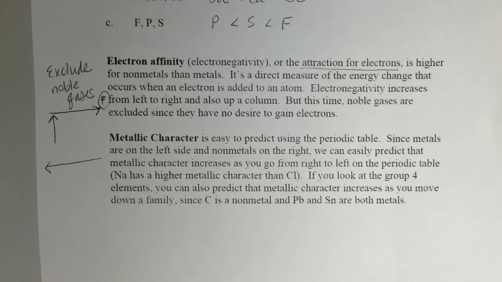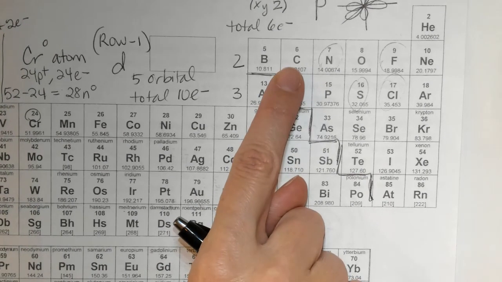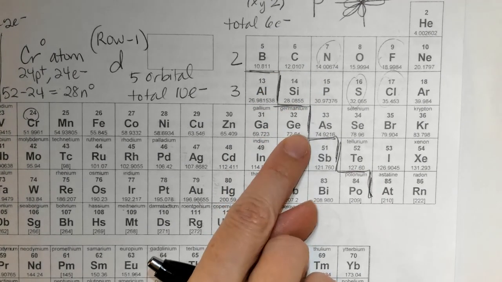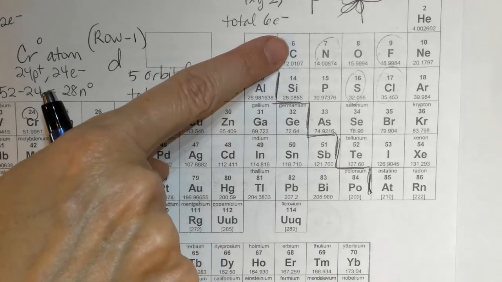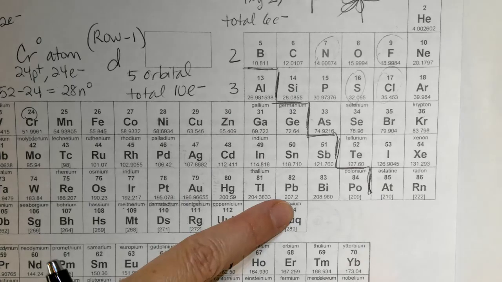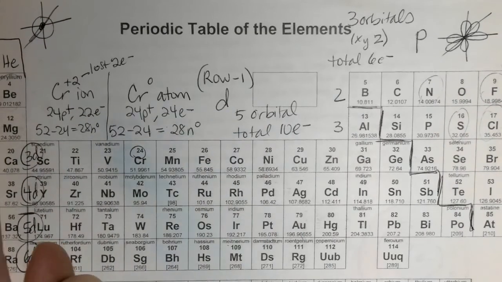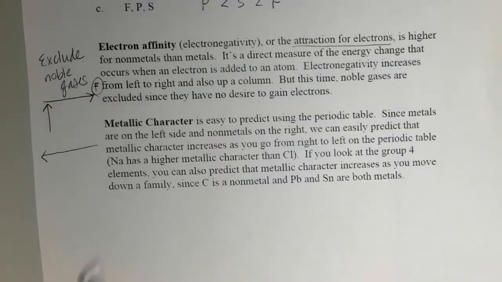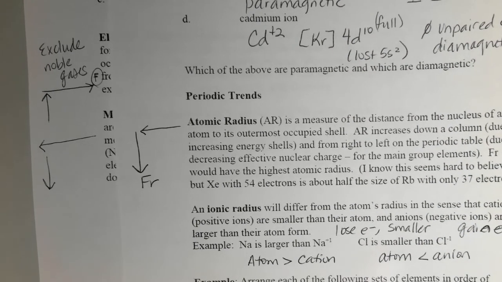Now the up and down trend, this is actually easy to visualize, let's say in group 4, right? Carbon, nonmetal, silicon, germanium, metalloid, tin and lead, metal. So metallic character must increase as you go down. So this trend, what we know is metallic character increases as we go to the left and down. So to the left and down for metallic character. And if we go back to where we were when we did atomic radius, it looks just like atomic radius.